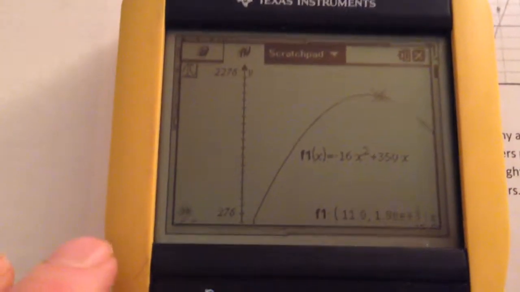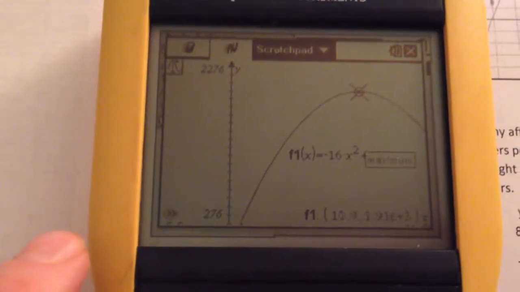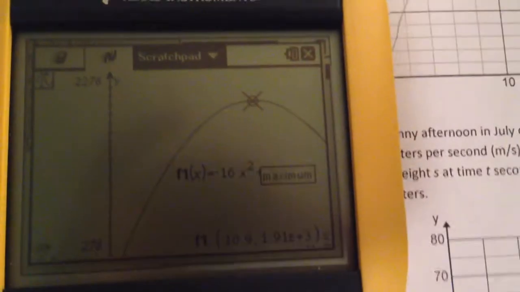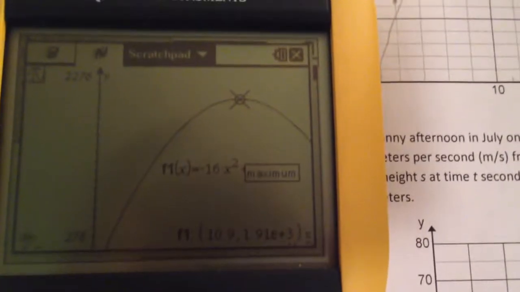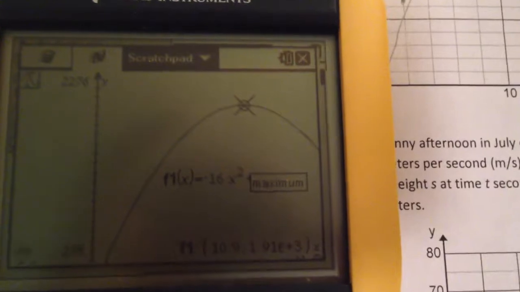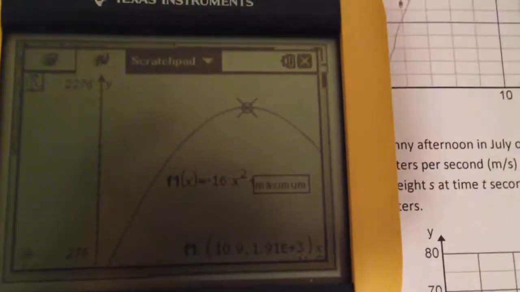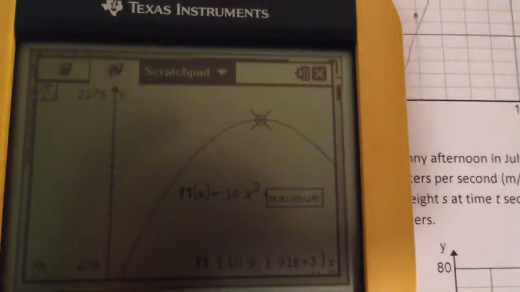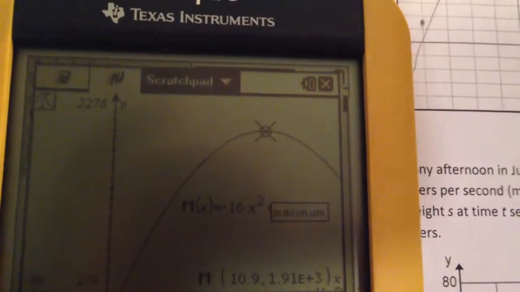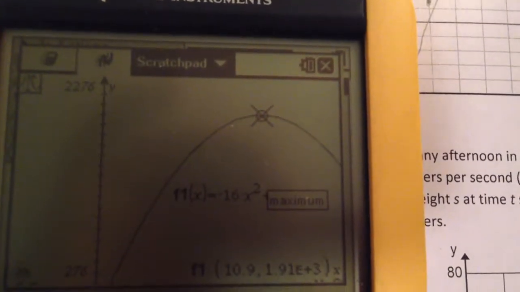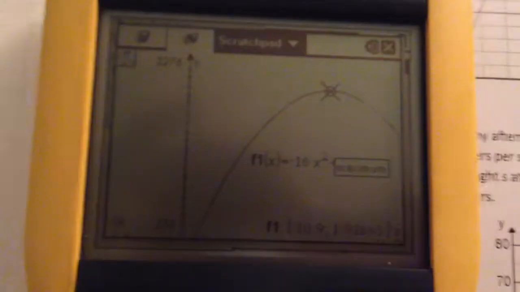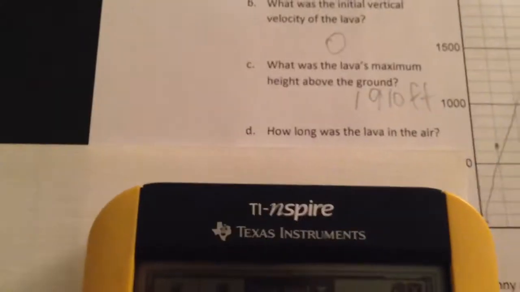So we go back to our graph and we want to know where the maximum height is. Oh, there's our max, 10.9. And it needs to be going up all the way to 1,910. So we need to change our graph a little bit. And that's in feet.